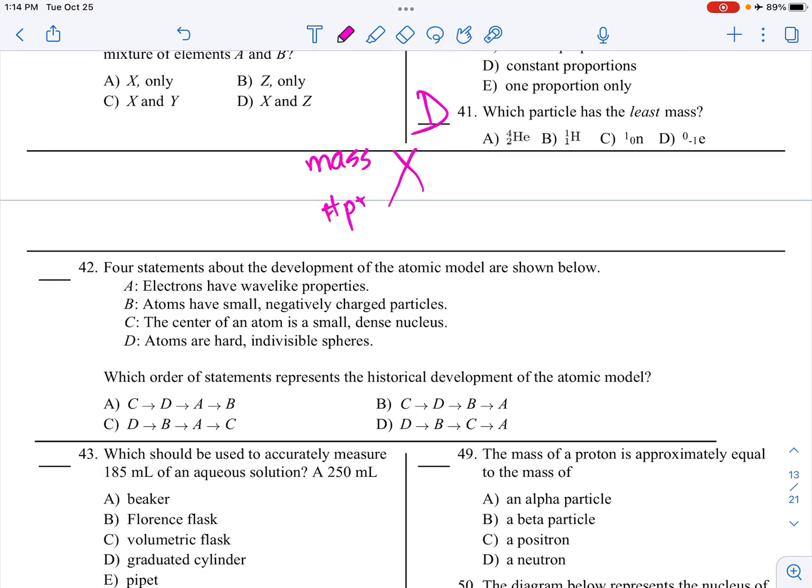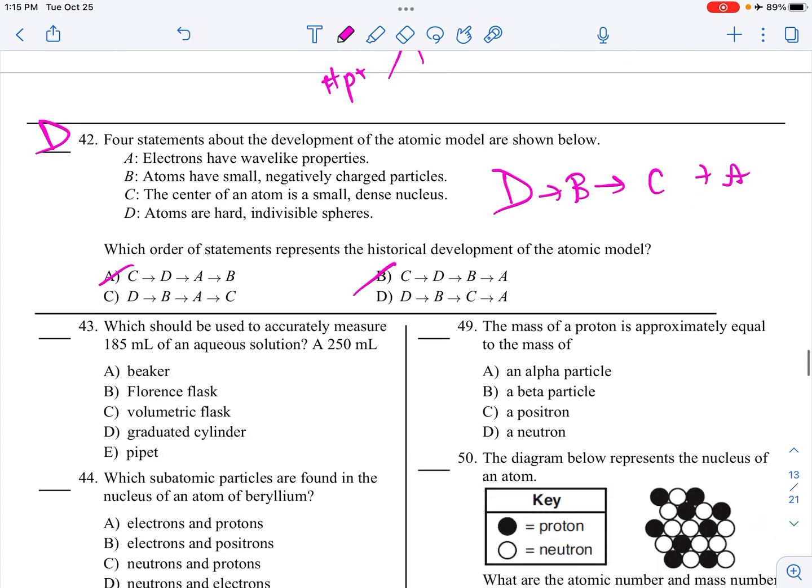Okay, historical development of the atom. So atoms is small, dense nucleus. No, nucleus is not the start. Hard, indivisible spheres, yes. So it's definitely D. Then small negatively charged particles. Yep, it's got to be B. They both are. So the difference is does C come first or A come first? C, the center is a small, yeah. The nucleus comes first and then electrons. So C, then A. So this is choice D.